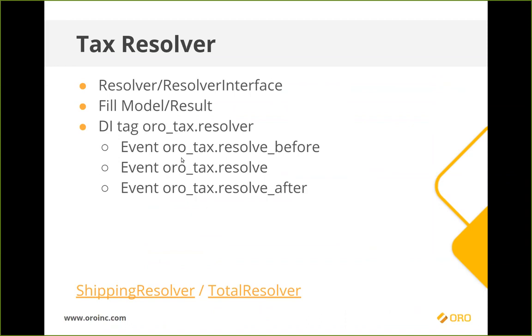There are three events here: tax resolve before, tax resolve, and tax resolve after. Resolve before is used to prepare data in the result. Resolve is actually used to calculate them, and resolve after is used to do some kind of operations after that, for example, to calculate the shipping tax, or to combine all the results together if we have multiple line items.